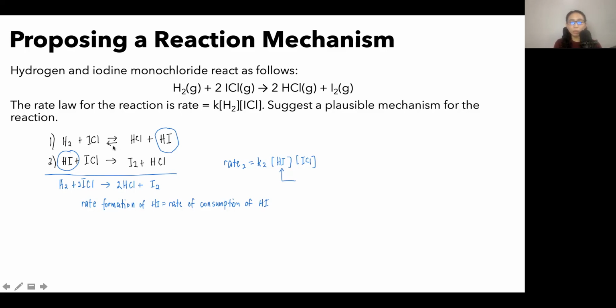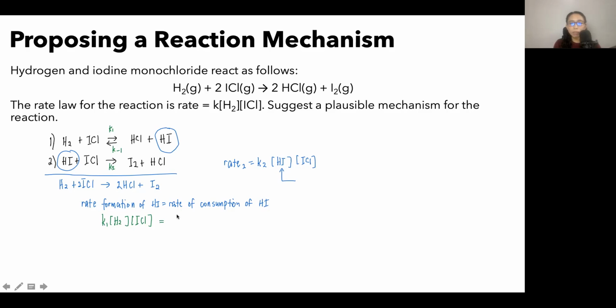So here, we will look at the reactions that form HI. And don't forget that we include the backward reaction of a reversible reaction. Rate of formation of HI. So which steps form HI? It's the forward reaction of the first step. Let me assign our rate constants, and this is k2. So that would be k1 times H2 times ICl. And that's the only step that produces HI.